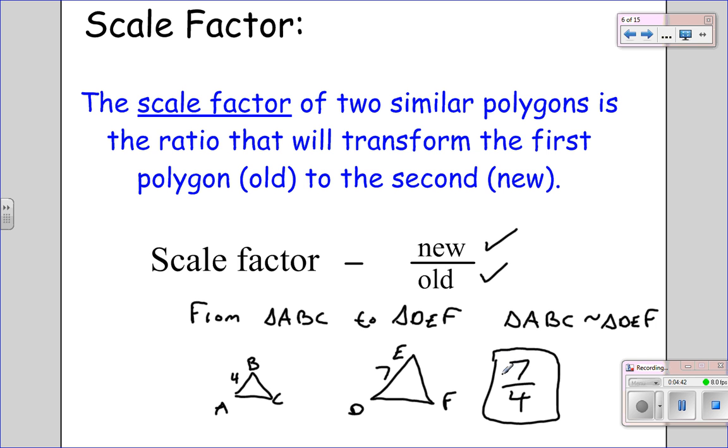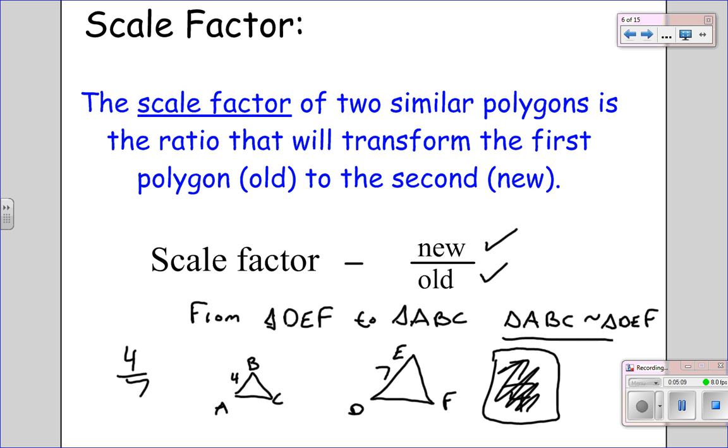Now, if I went from triangle DEF to triangle ABC, the scale factor would change because now DEF would be my old one and I'm going to my new triangle ABC, so 4 over 7 would be my new scale factor. When it comes to scale factor, it's very important that you put the new over the old, okay?